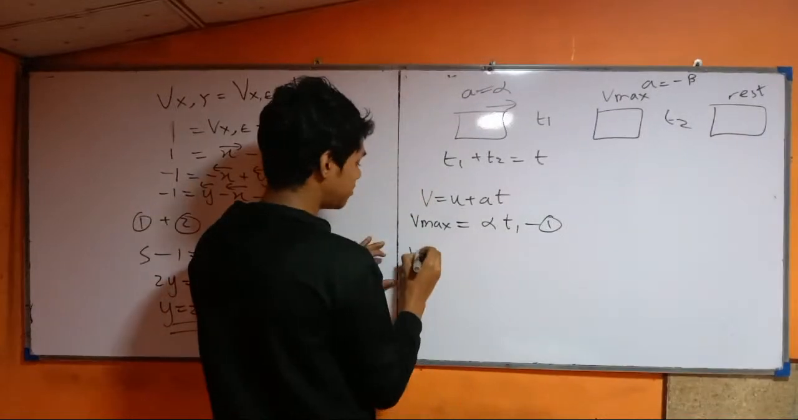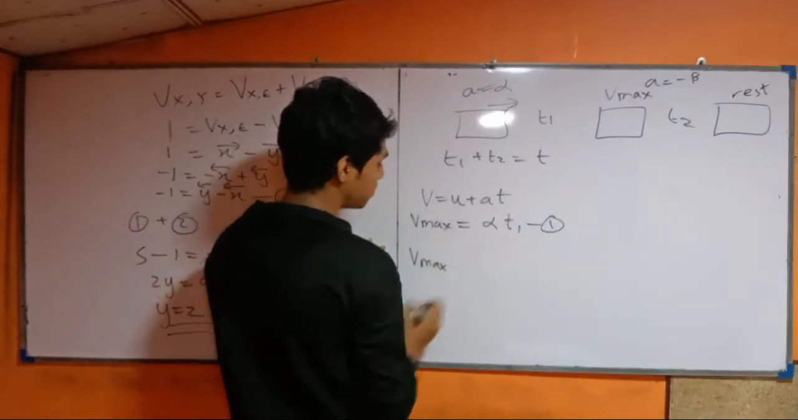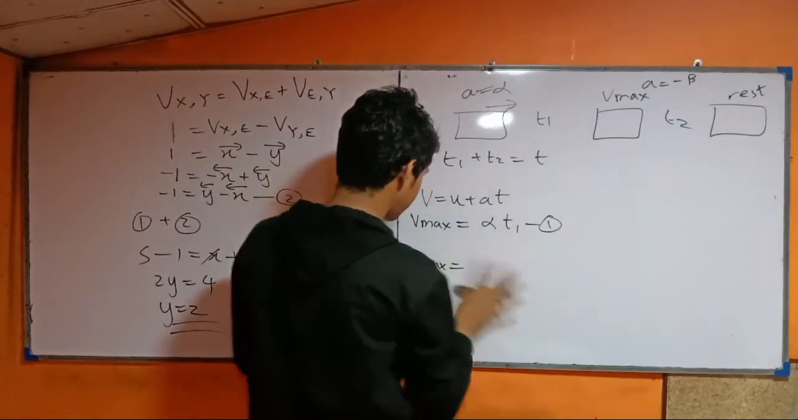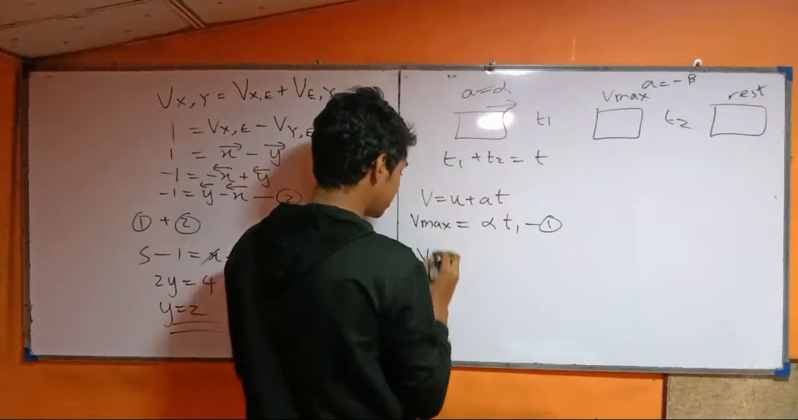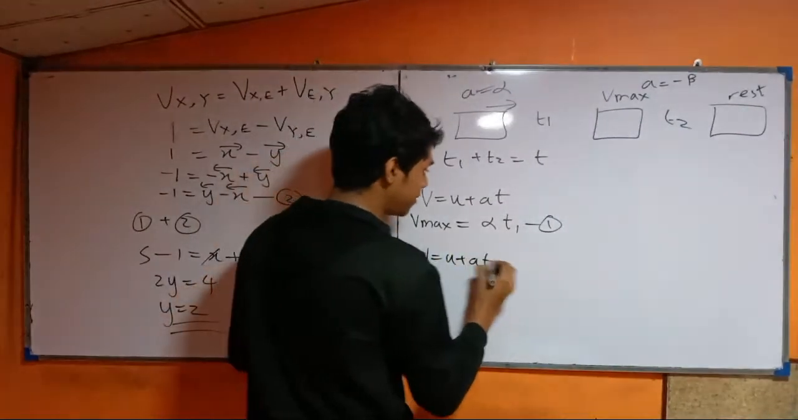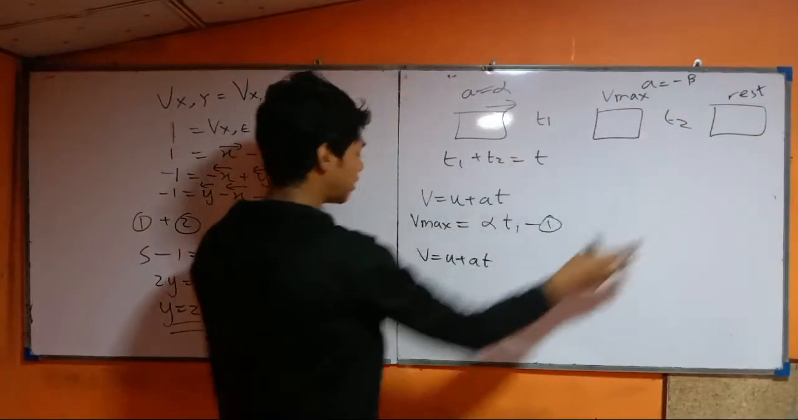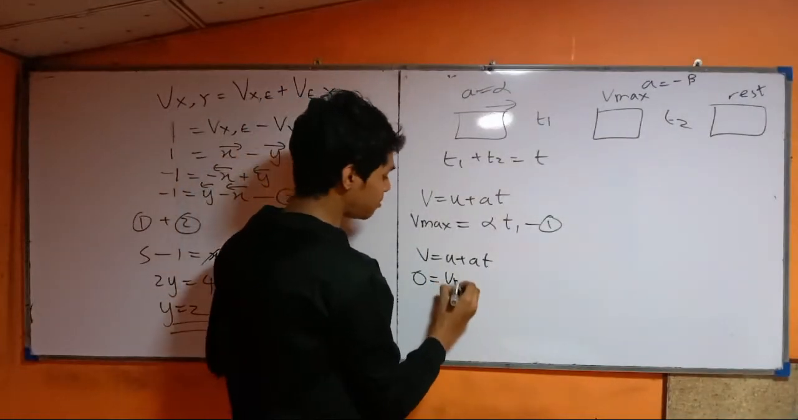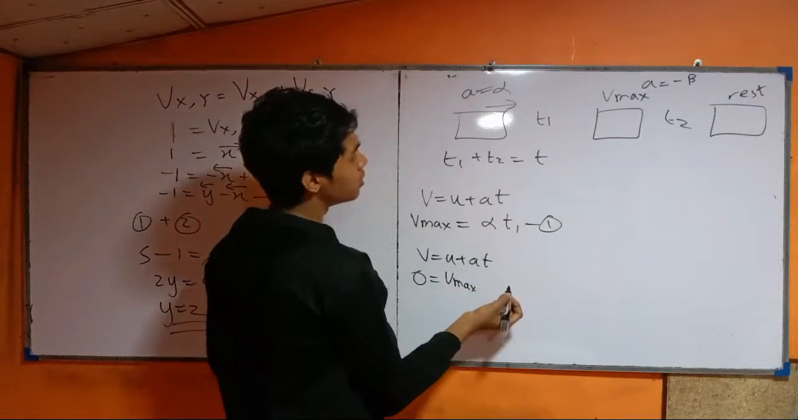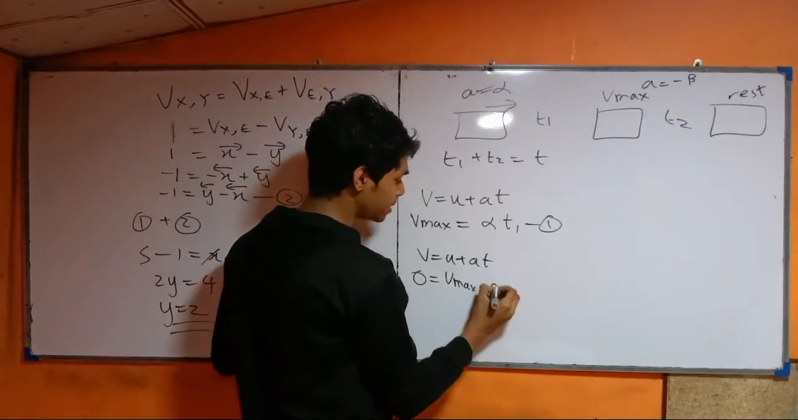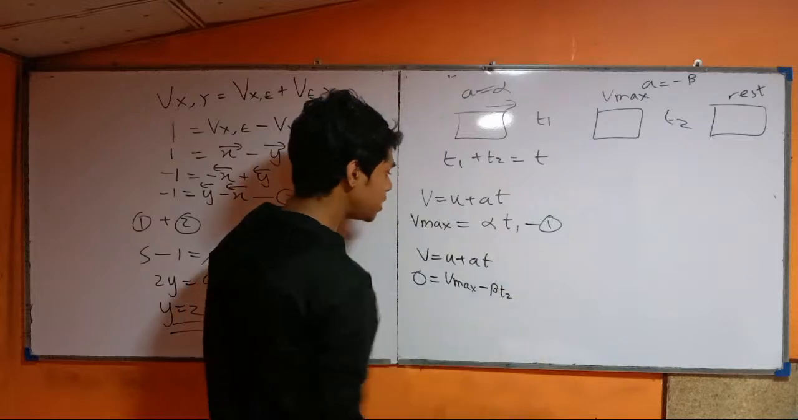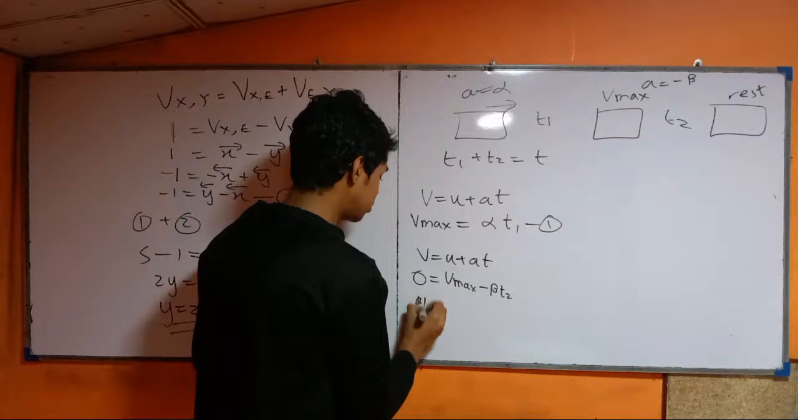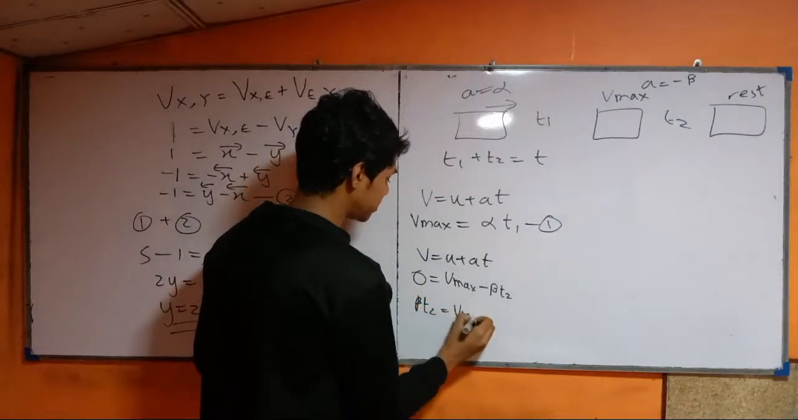Then next one, you apply v equals u plus at for this scenario. Final velocity is going to be 0, initial velocity is going to be Vmax, and the acceleration is going to be minus beta, times t2. So beta t2 is going to be equal to Vmax.